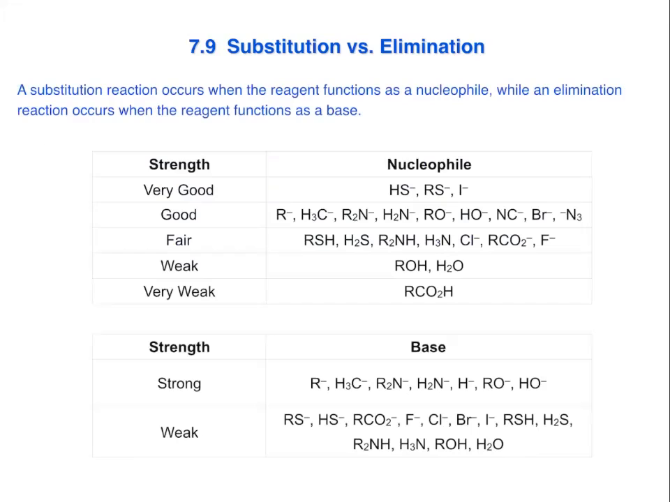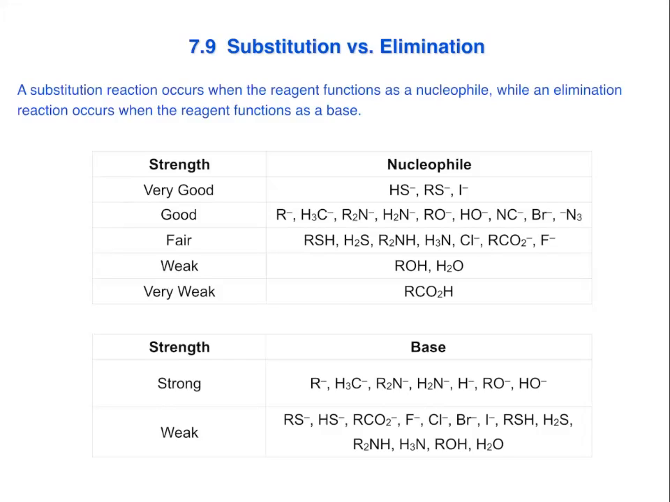Now, to determine the function of the reagent, it's helpful to return to this particular table where we've categorized nucleophiles and bases as being either very good or strong, or very weak or weak. This can be very helpful in assigning what the nature of that reagent will be. Will it be a nucleophile? Will it be a base? Or could it have duality? It could be both nucleophile and base.